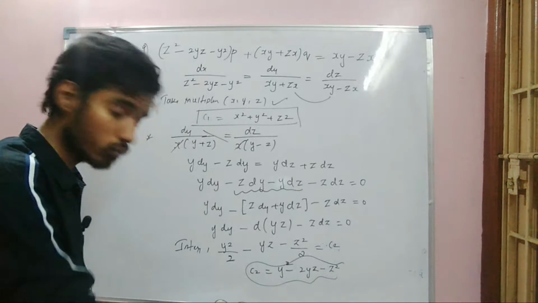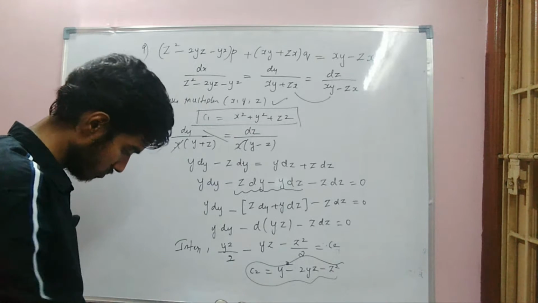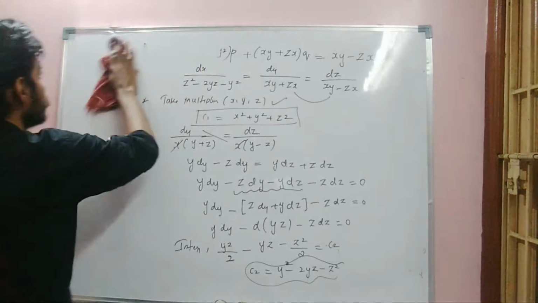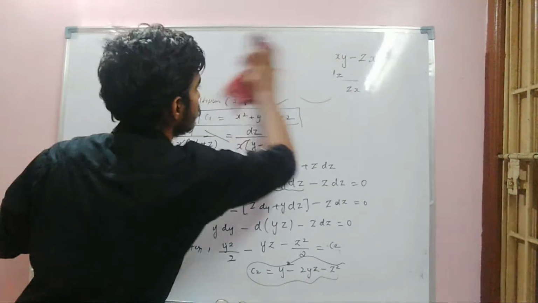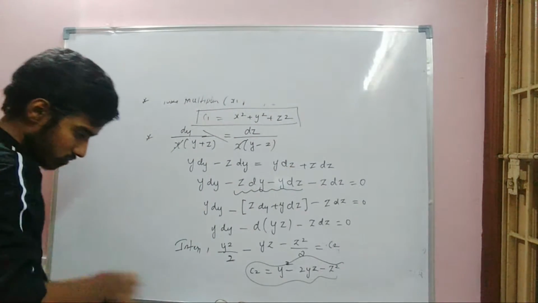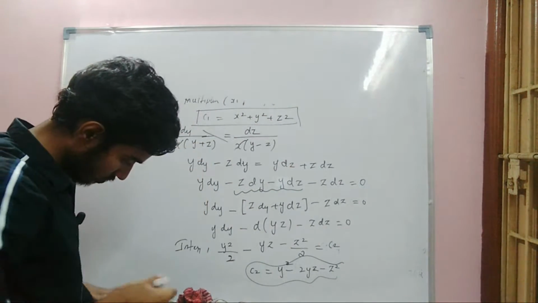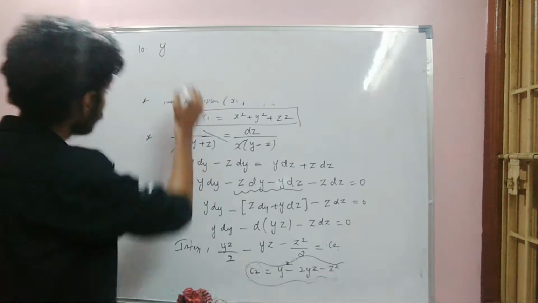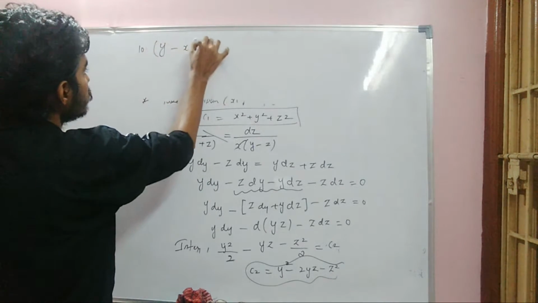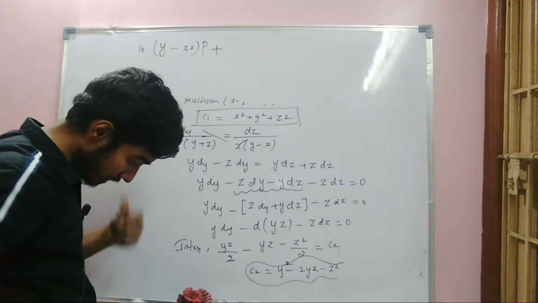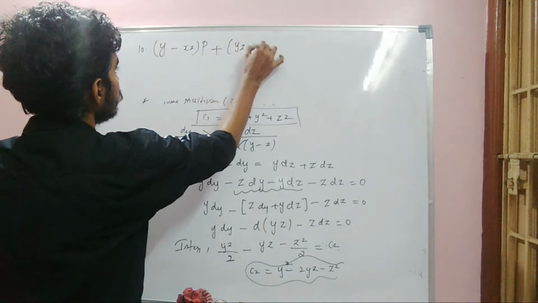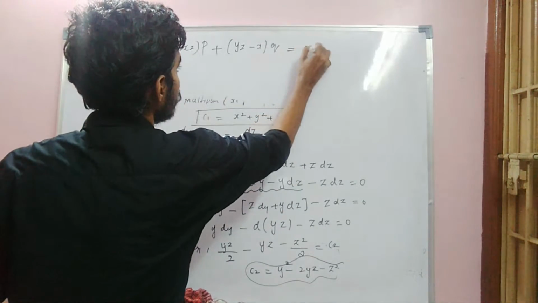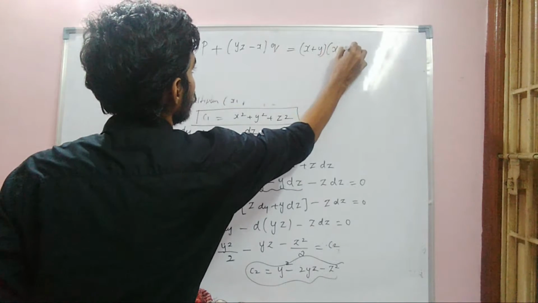So you try one more problem. And then you have to write f of c1 comma c2 is equal to 0. Y into y minus xz into p plus yz minus x into q is equal to x plus y, x minus y.